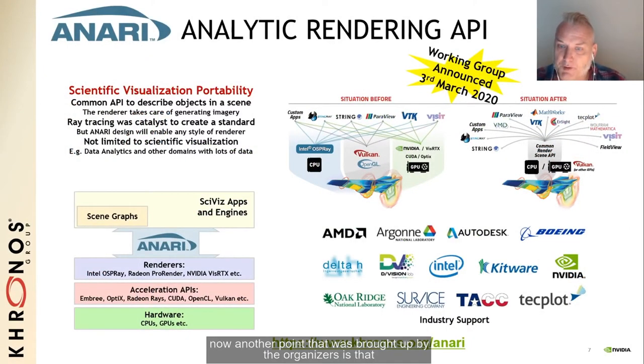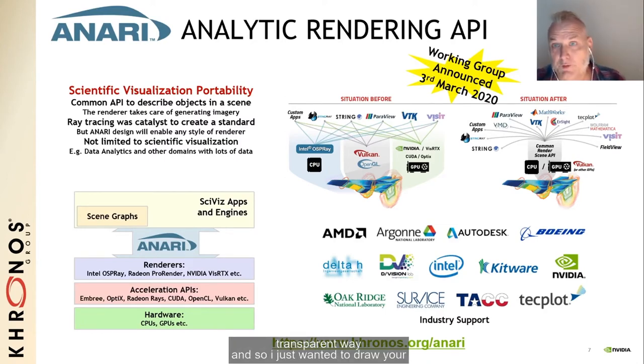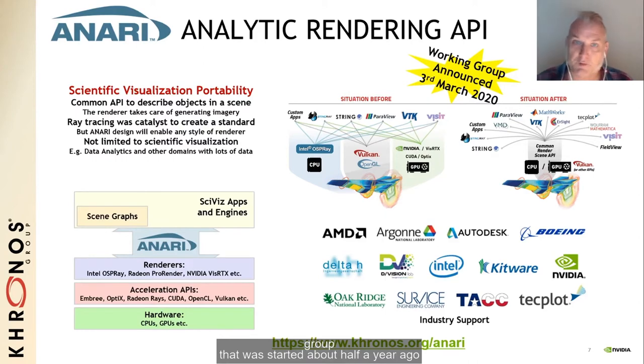Now, another point that was brought up by the organizers is that, for instance, for the re-ionization challenge, which is very close to volume rendering, we're facing the problem that there's a variety of vendor-specific technologies that have emerged over the past few years that support ray tracing or volume rendering, but it's hard for a domain scientist to come up with a solution that can leverage all these different technology components in a transparent way. And so I just wanted to draw your attention to the ongoing ANARI effort, which is a Khronos working group that was started about half a year ago.